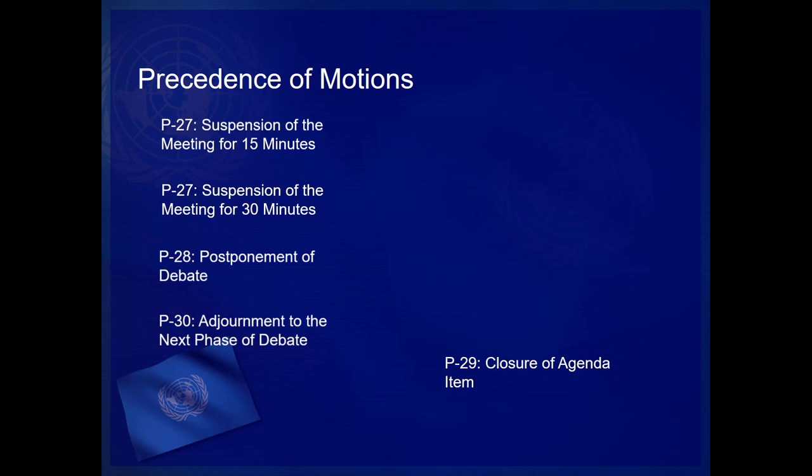If the P30 passed, the motion to close the agenda item would be considered irrelevant by the chair and would not be voted on. If the motion failed, the committee would vote on the P29, the motion with the lowest precedence. So there you have it, the order of privileged motions used at conference.